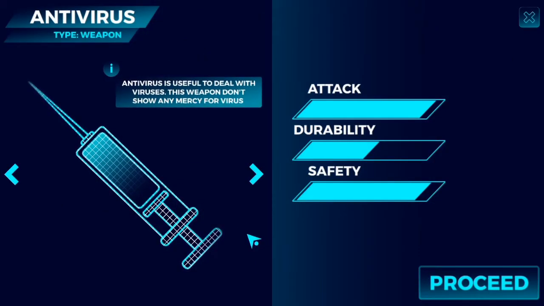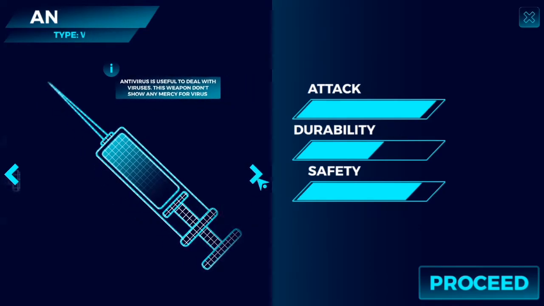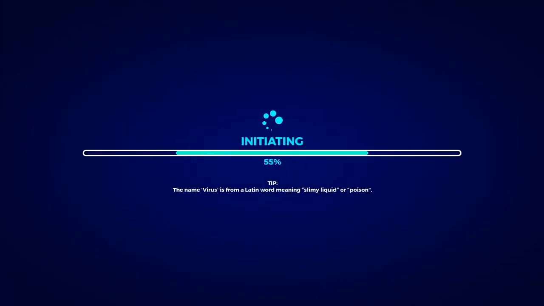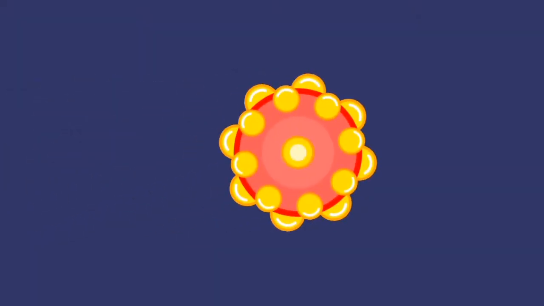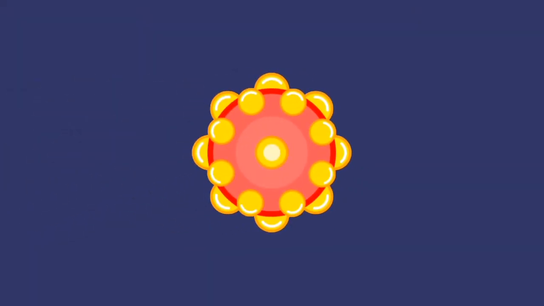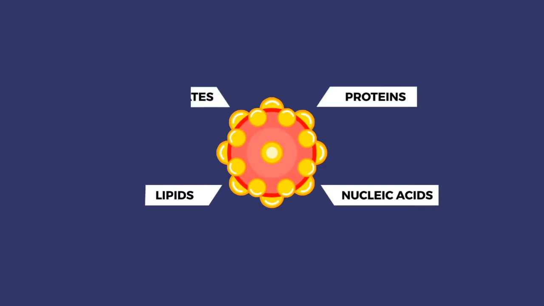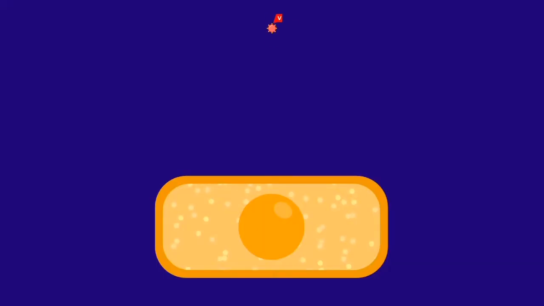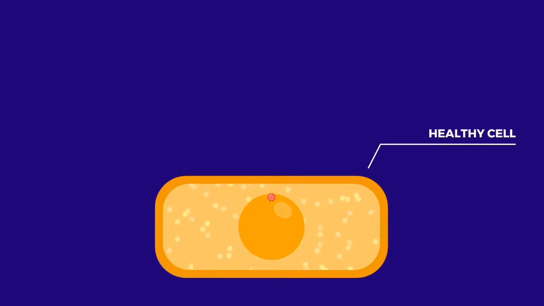Before understanding the weapon, we must know about the target, the virus. The name is from a Latin word meaning slimy liquid or poison. Viruses are not living things. Viruses are complicated assemblies of molecules, including proteins, nucleic acids, lipids, and carbohydrates, but on their own they can do nothing until they enter a living cell. Without cells, viruses would not be able to multiply. A virus must use cell processes to replicate.